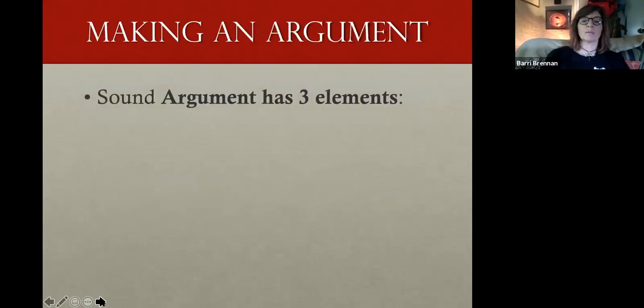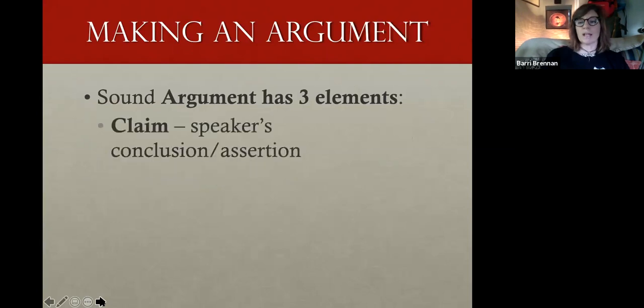How do we make an argument? So an argument has three elements. It's got what we call a claim. Now, those of you that take argumentation, this is not going to be new for you. This is going to be old hat, because persuasive speaking and argumentation have a lot of things in common. In fact, in persuasive speaking, you are working on making an argument. That's part of your work.